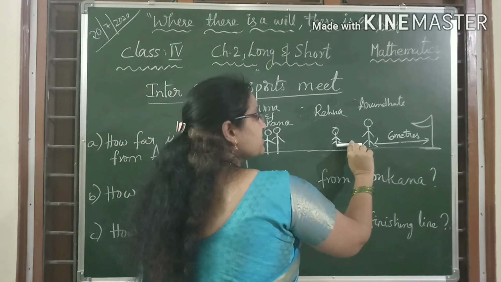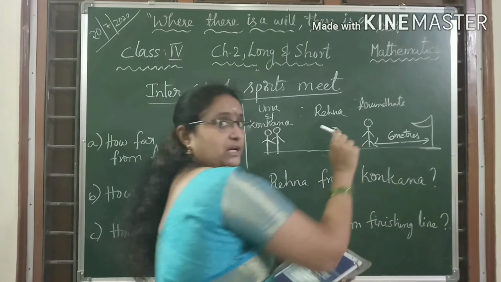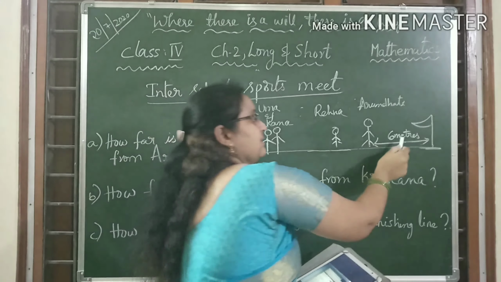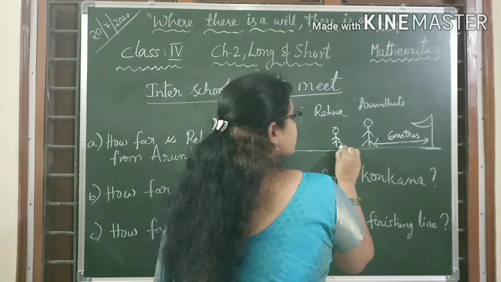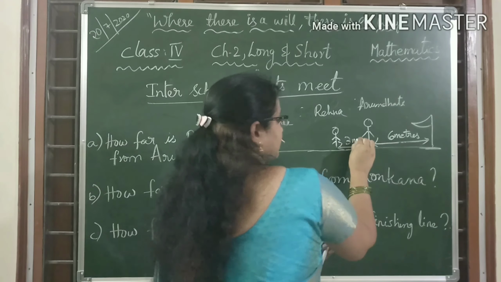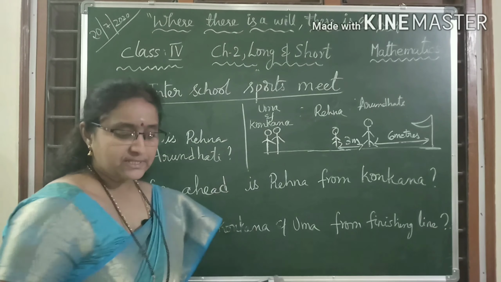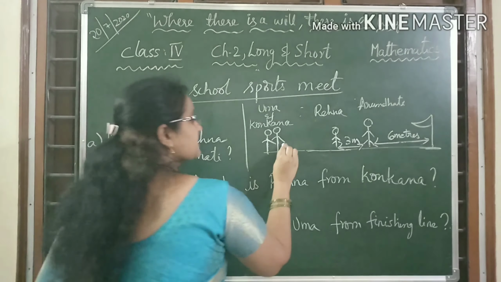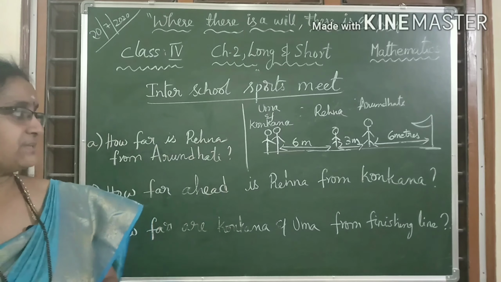And here, observe this length. How much is it? Yes, only 1 chalk, which means half of the 6 meters. That means it will be how much? 3 meters. Now here we will see Konkana and Uma. Once we will check the distance here. From here 1, from here to here 2. That means this distance is 6 meters. Now we have the measurements.